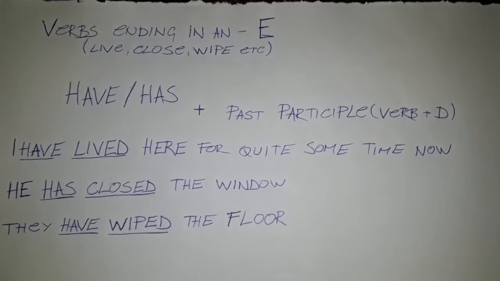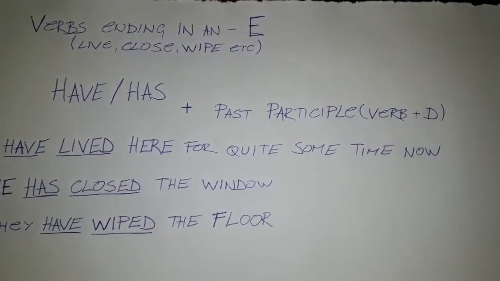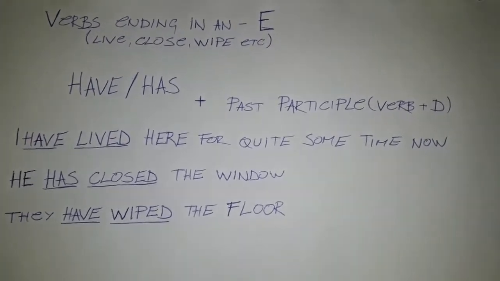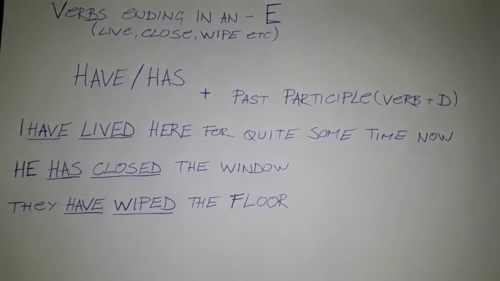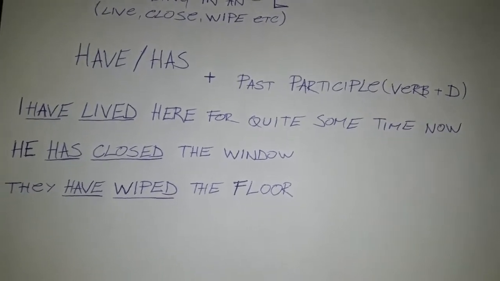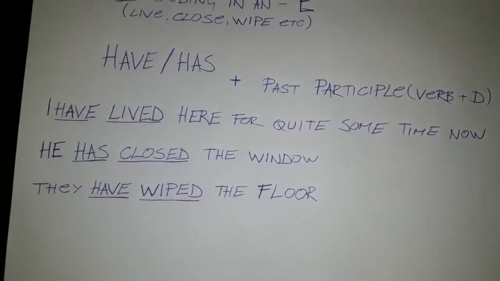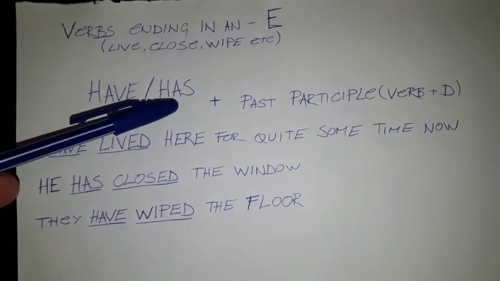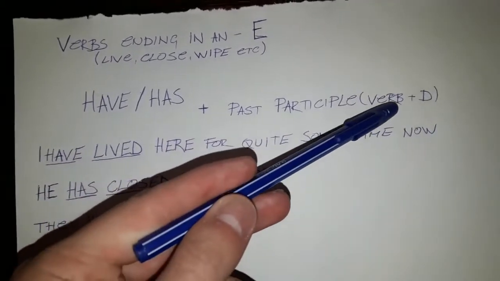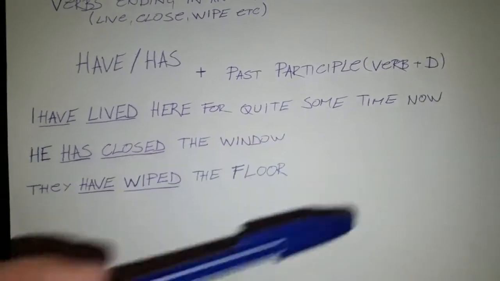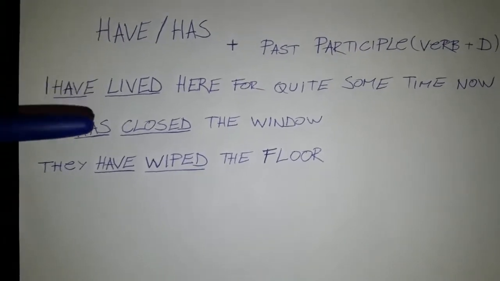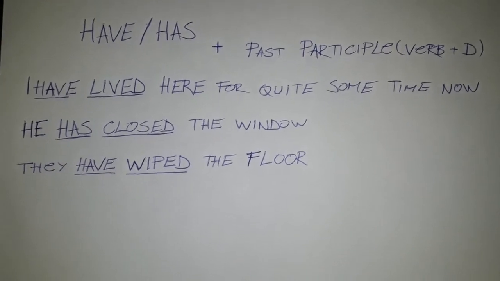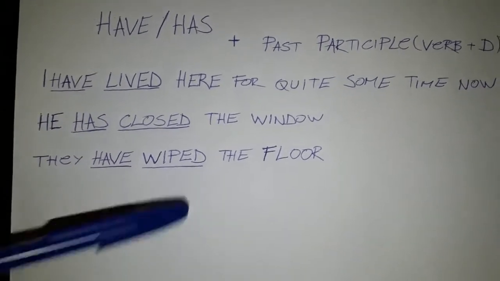Now we need to pay extra attention to the verbs that end in an E, such as live, close, or wipe. For these verbs, we use the auxiliary verb to have and the past participle, but the past participle is made by simply adding a D to the verb. So, have, has, plus past participle, verb plus D. For example, I have lived here for quite some time now. He has closed the window. They have wiped the floor.